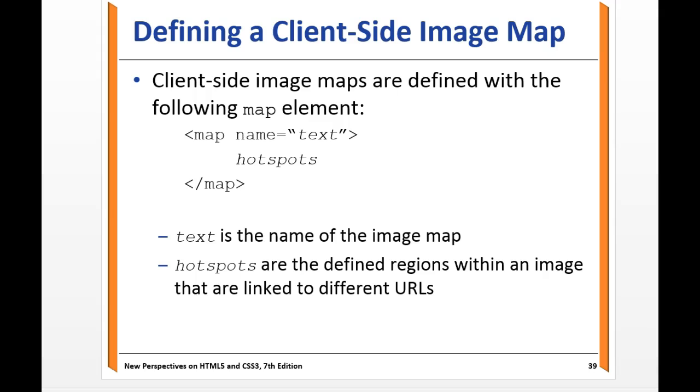So let's look at what the syntax is that we are going to use. Client-side image maps are defined with the map tag, with this map name, text, hotspot, and then close map. The text is the name of the image map, and hotspots are defined regions within an image that are linked to different URLs.